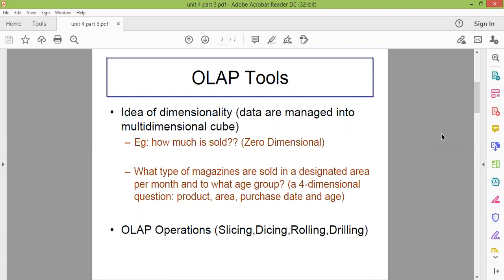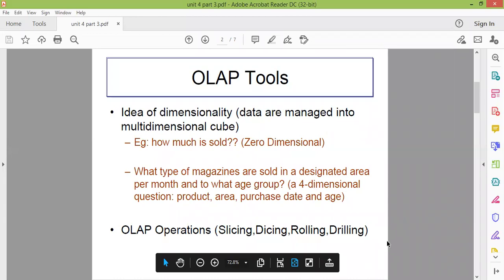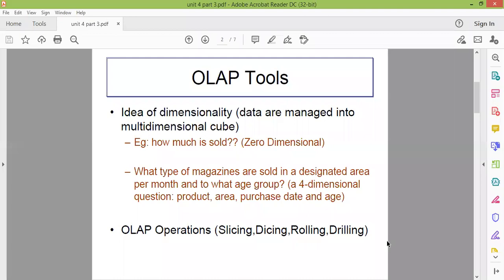The diagram we saw yesterday had all 3 dimensions clubbed together, and if we have more dimensions, there may be another cube, and these cubes are clubbed together. In OLAP we have certain operations: slicing, dicing, rolling and drilling. If you need an aggregation, you do rolling. If you need lower-level interaction, you do drilling. Slicing is a partition of the instance, and dicing is taking a small portion from the cube. So this is all about the OLAP tool.